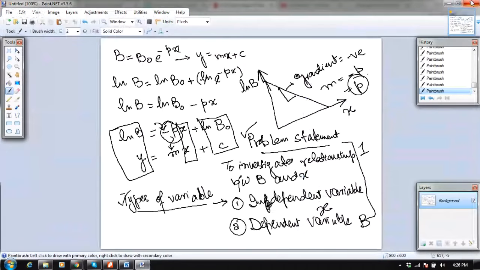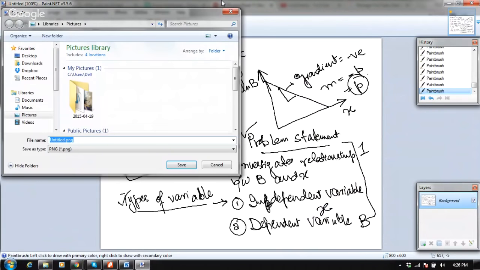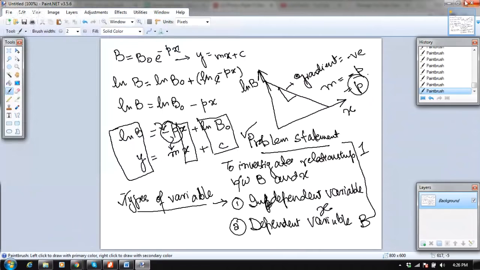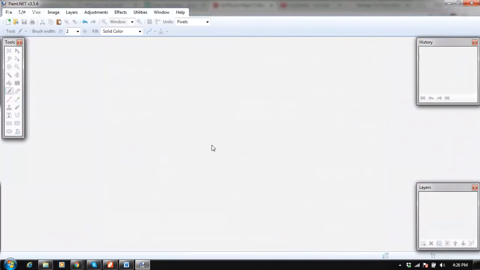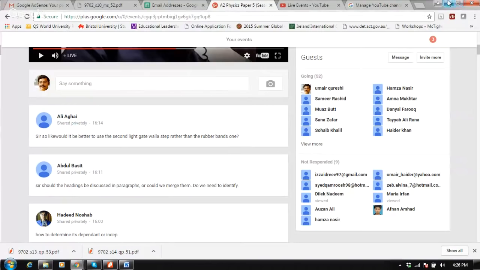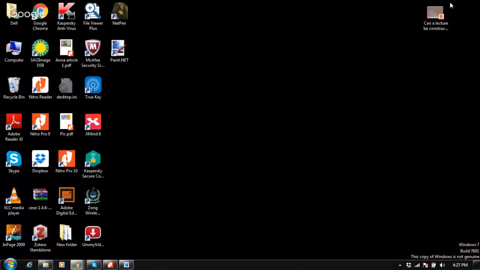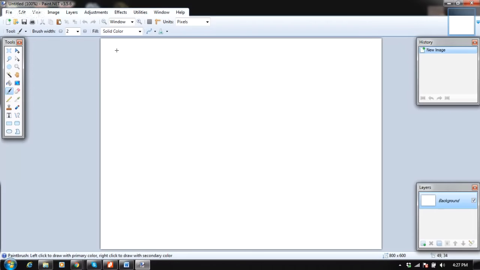Now, once we are done with this problem statement and the types of variables, the next step is you need to sketch a diagram. You need to make a diagram, and the diagram should be clearly labeled. It should have all the parts clearly mentioned.